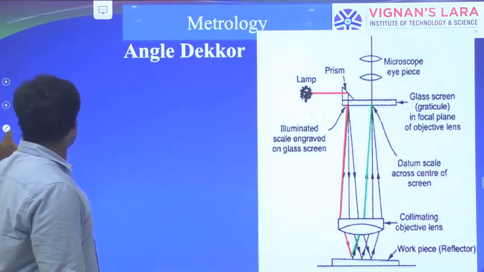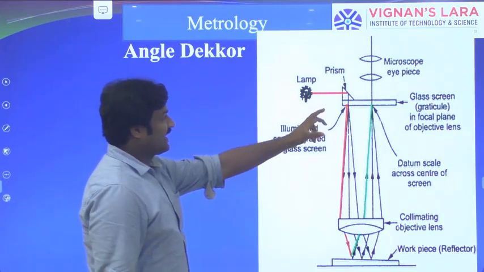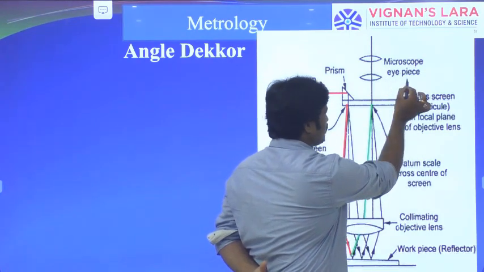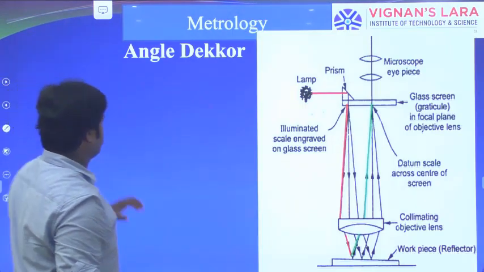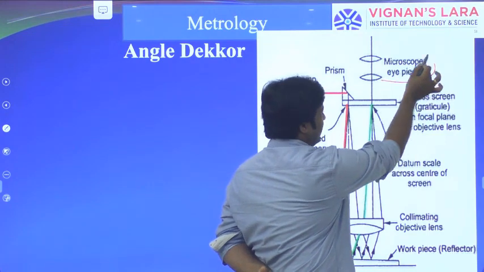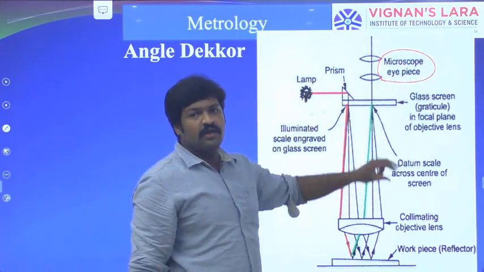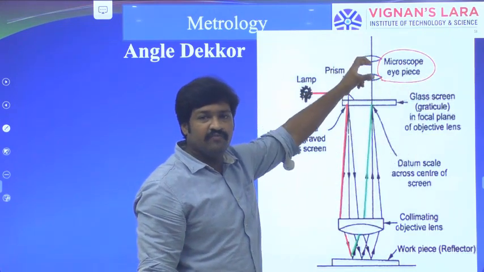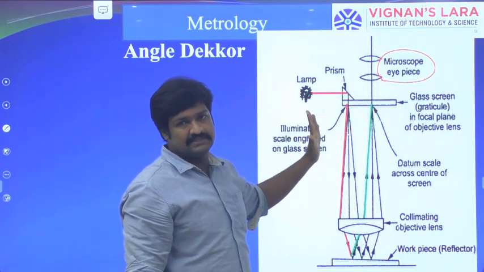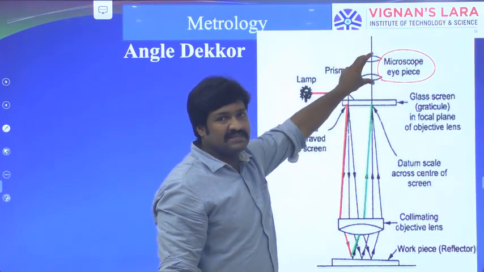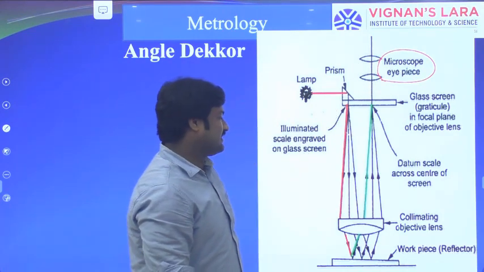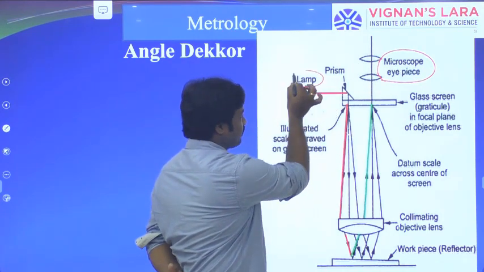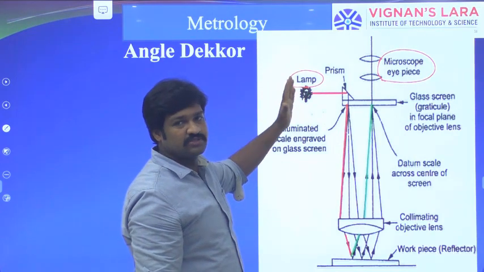The angle decker consists of a microscopic eyepiece. Through this microscope, we are going to view our scales. The reflected scales can be viewed from this microscope. This equipment consists of a lamp, a light source.